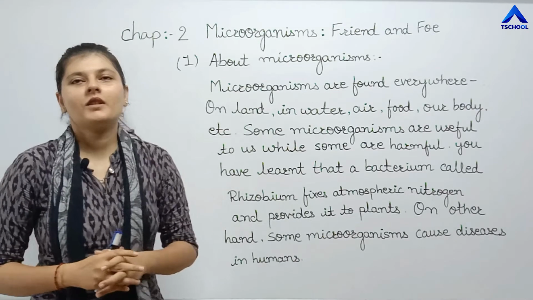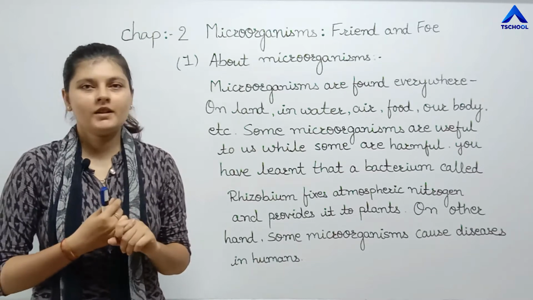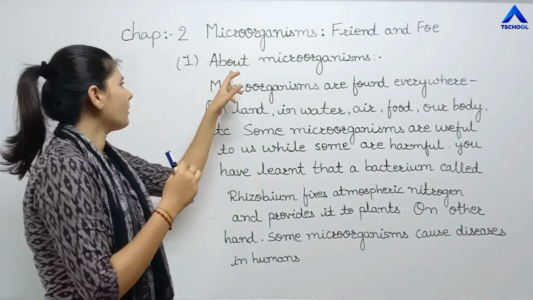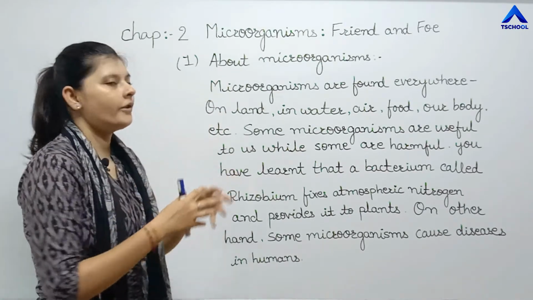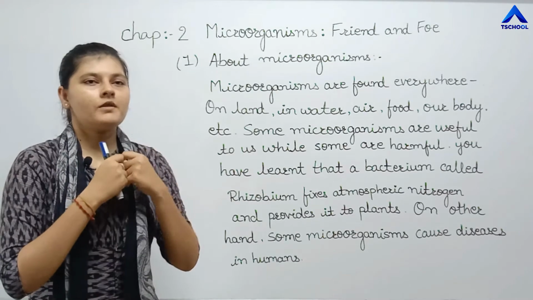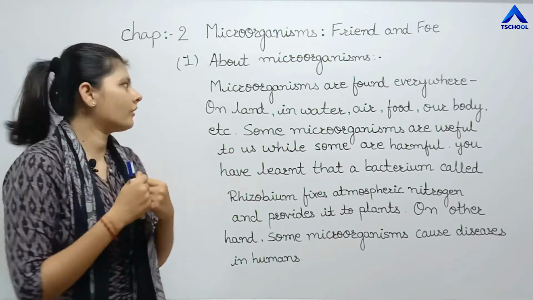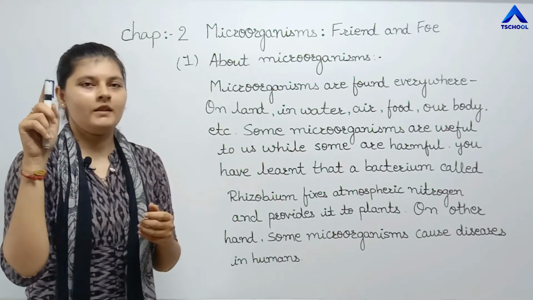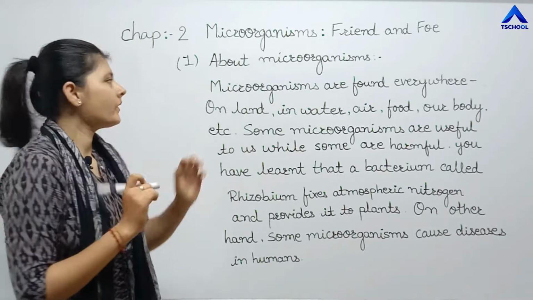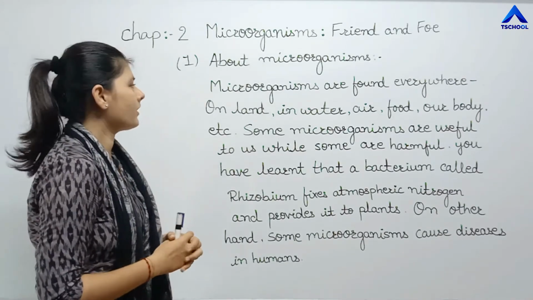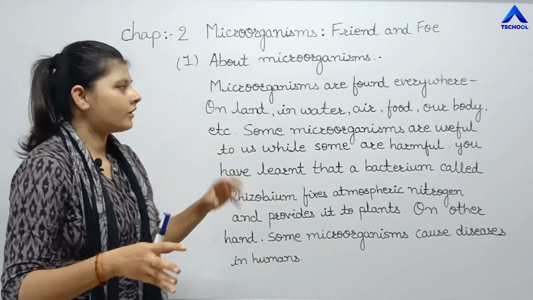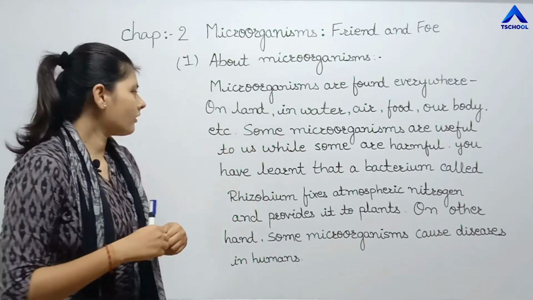Okay, so first we are talking about microorganisms. So you have seen several kinds of animals and plants, right? But that you can see with your naked eyes, right? But talking about microorganisms, they are the living organisms which you cannot see with your naked eyes. If you are standing anywhere, there are thousands of microorganisms present there. Even on this pen, there are thousands, lakhs, millions of microorganisms present, right? So microorganisms are found everywhere. You can find them on land, in water, air, food, even in our body, right?